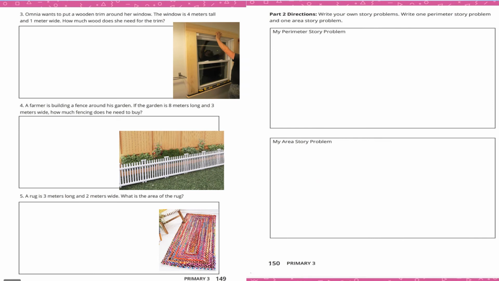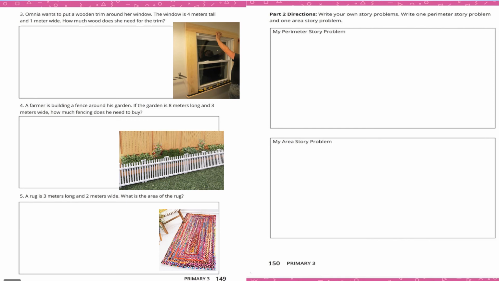Number 3, Umniya wants to put a wooden trim around her window, like this in the photo. The wooden trim around the window. The window is 4 meters tall and 1 meter wide. So the window is in the shape of what? We have 4 meters tall and 1 meter wide, so we have a long side and a short side. This is a rectangle. Yes. So how much wood does she need for the trim?